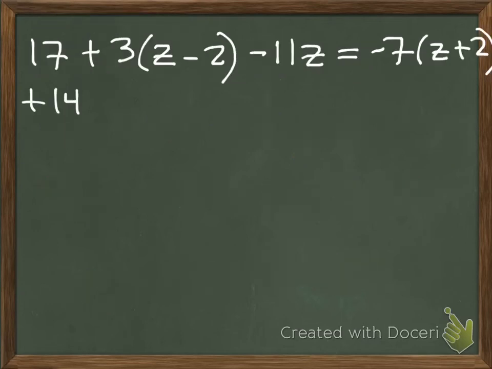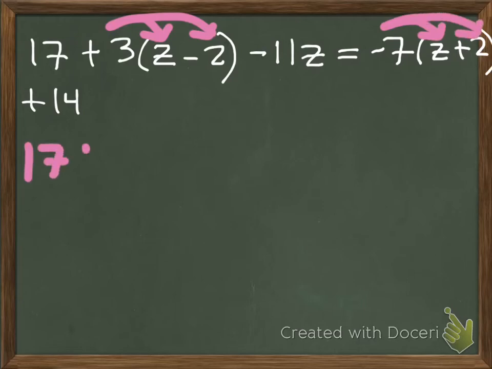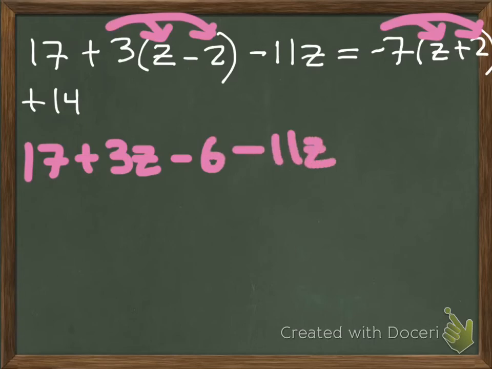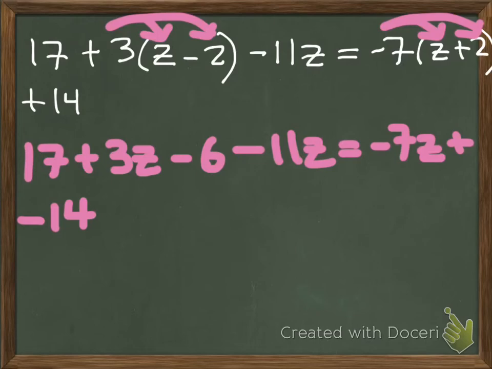Here we're going to solve for z, so we see two opportunities where we need to distribute. So we have 17 plus 3 times z minus 3 times 2 minus 11z equals negative 7 times z plus negative 7 times 2, or negative 14, and then plus 14.